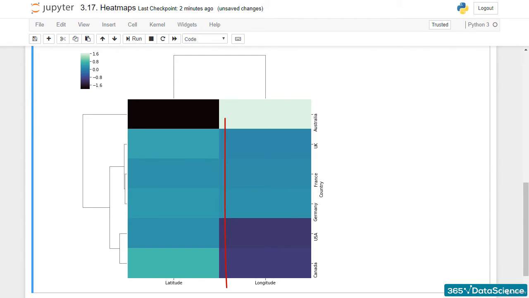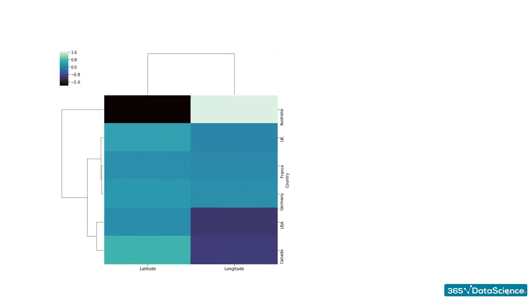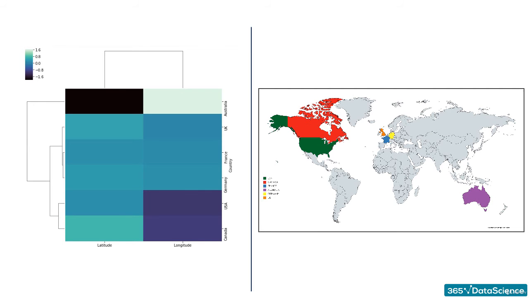Okay, let's start from latitude. Most colors seem alike. Only Australia is different. That's because on the world map, the latitude of the other 5 countries is very close, as they are all in the northern hemisphere. Australia is the only one in the southern, so the color is completely different.